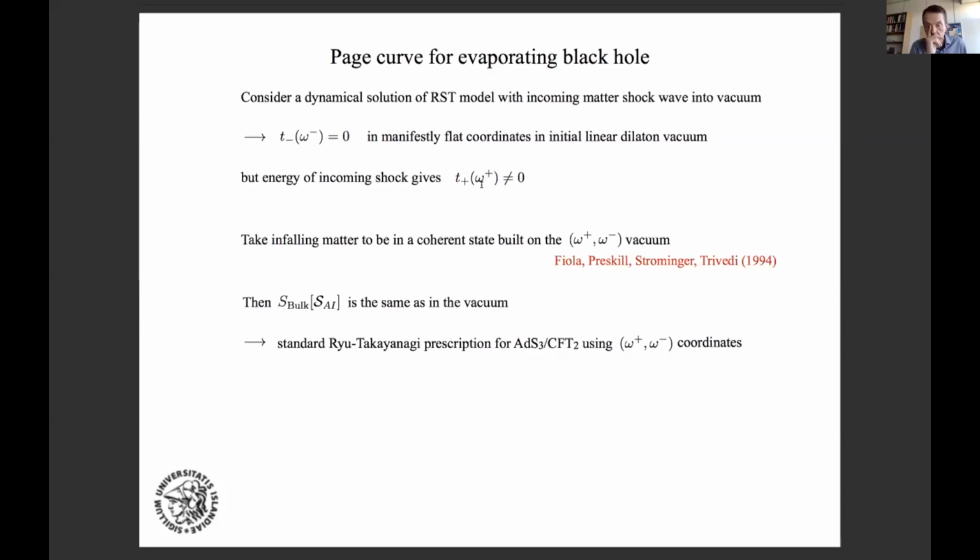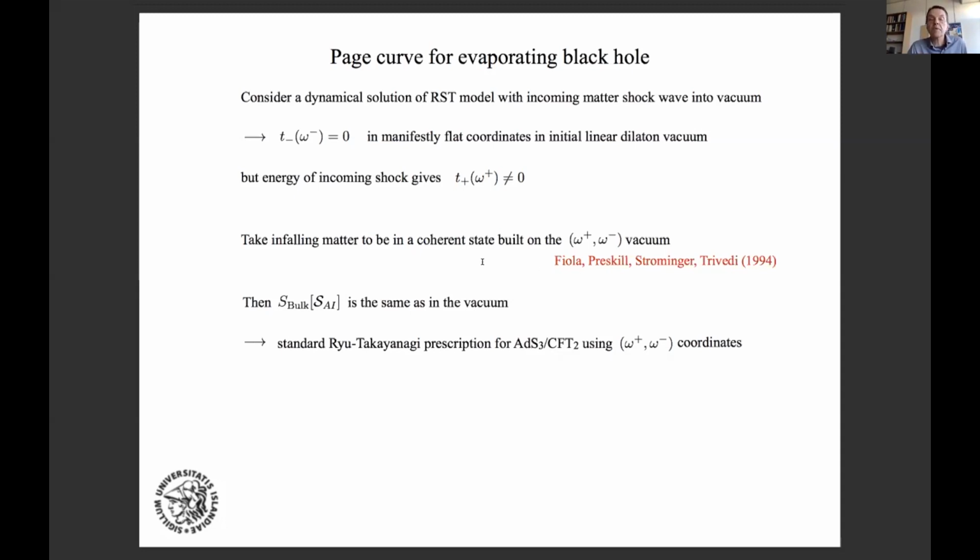So that's maybe not so good. But there's a way around that, which was basically we can use an observation from these authors here who were in fact calculating the entanglement entropy of radiation outside black holes in precisely these theories.